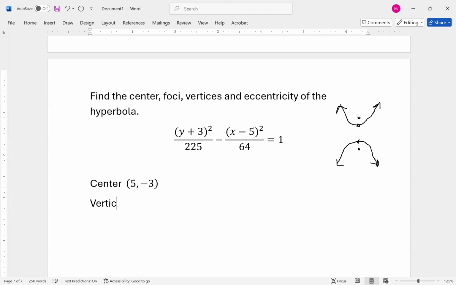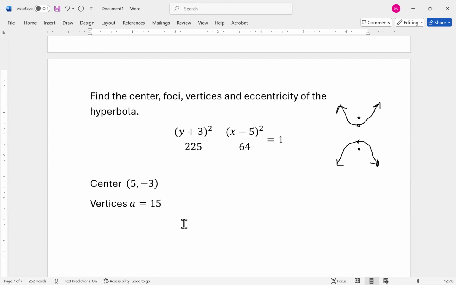The vertices, since we're moving up and down, and since we have 225 underneath our y part, I take the square root of 225. That's an a of 15. Maybe I should have written that down. I will write that down right now. a equals 15.